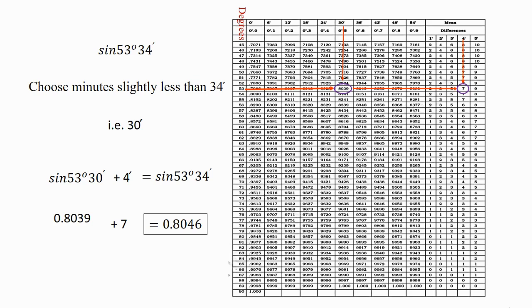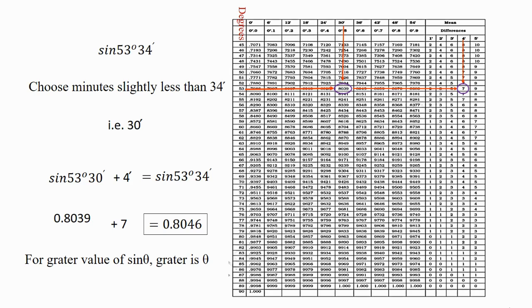Now student, let's understand why we have to add minutes while using the natural sine table. It is because the greater the value of sine theta, the greater is theta. As we know, sine 0 is 0 and sine 90 is 1. So the value goes on increasing from 0 degree to 90 degree. So sine 53 degree 30 minutes should be less than sine 53 degree 34 minutes.